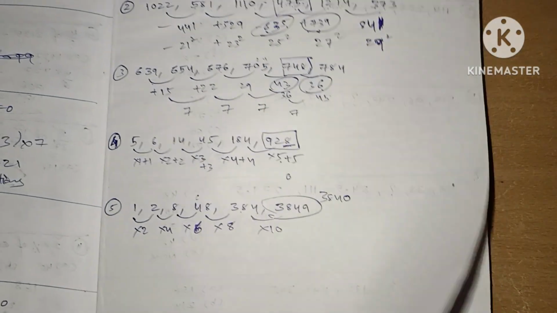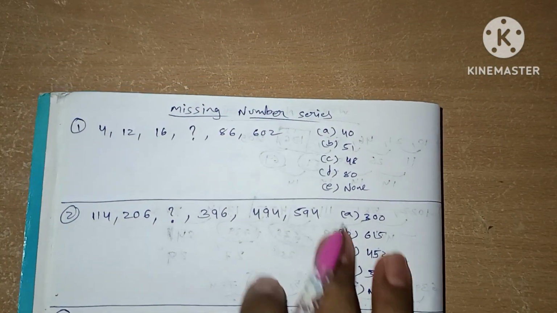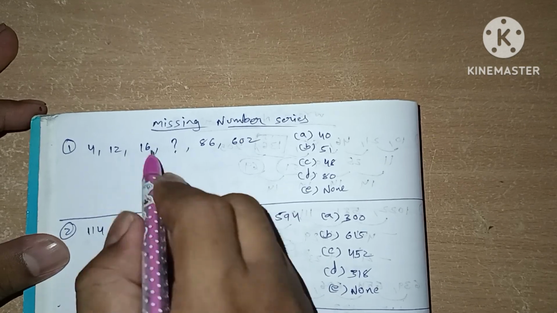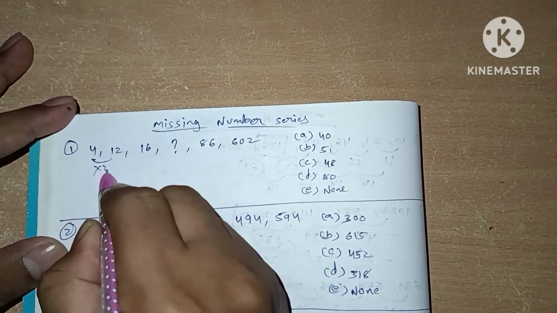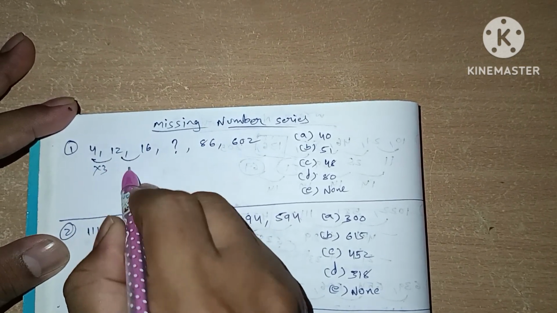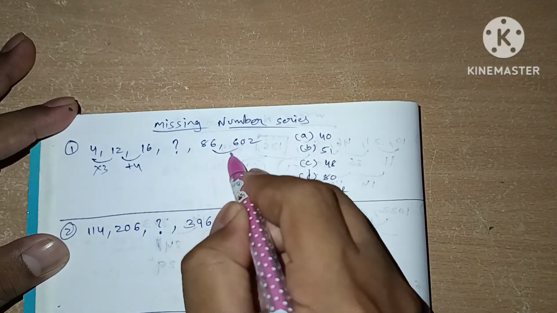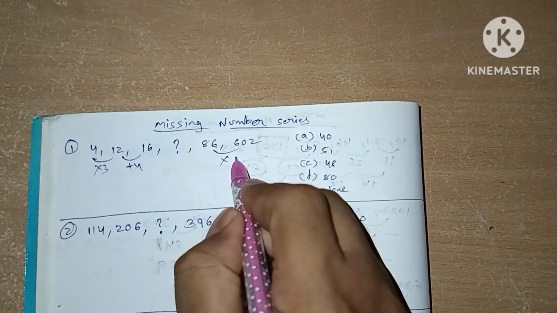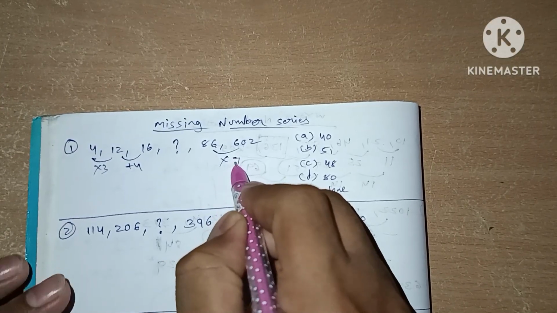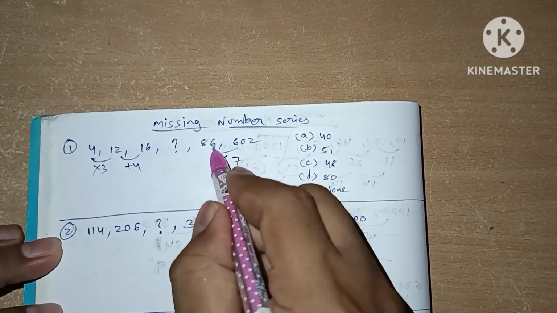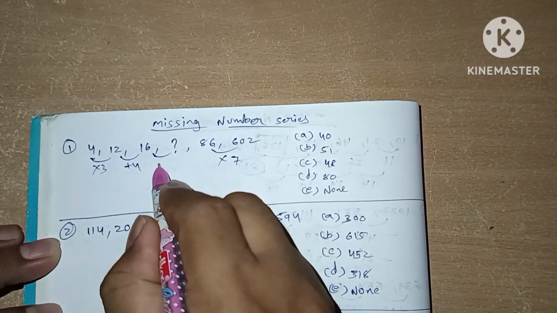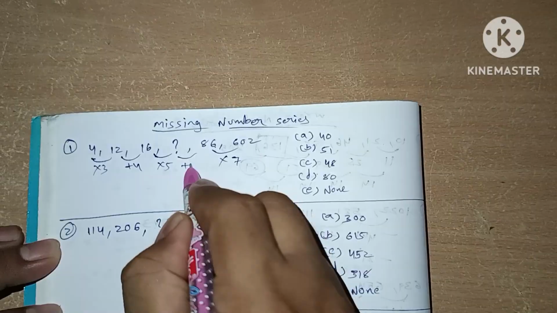Now we are going to see missing number series. First question. This is into 3 times. And here we see plus 4. And this is into 6 becomes 2, means 7 times. 7 6 times is 42, 7 8 times 56 to 60. Okay. So it must be into 5 times and plus 4.